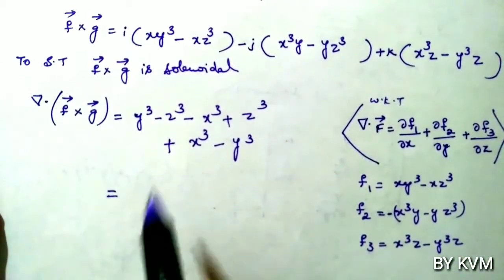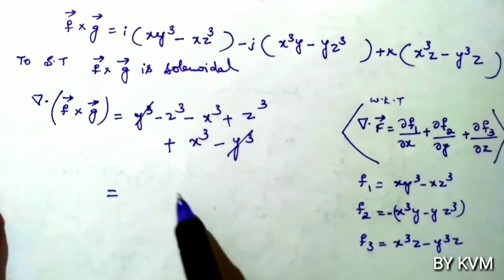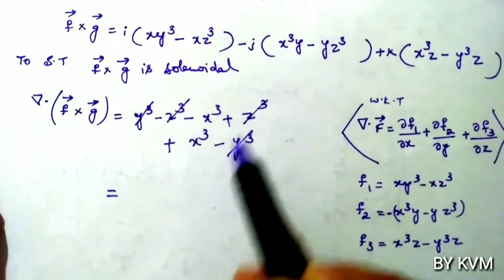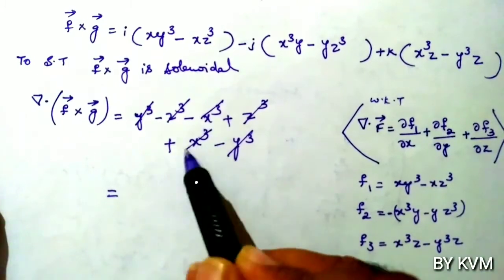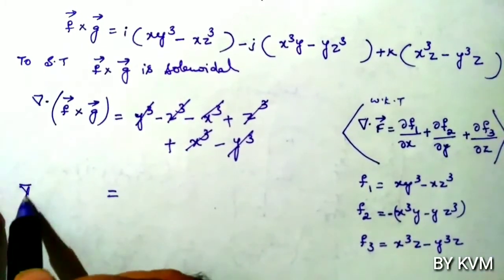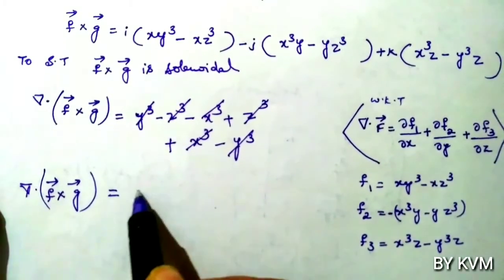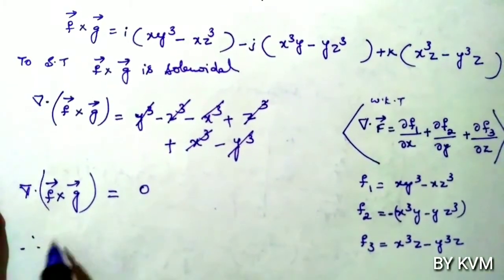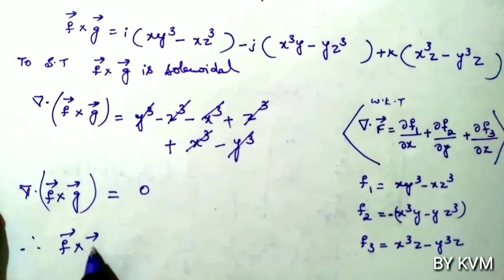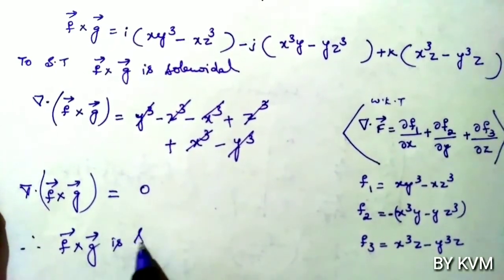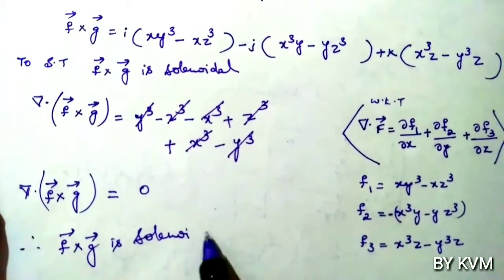So this is equal to: y³ minus y³ gets cancelled, minus z³ plus z³ gets cancelled, minus x³ plus x³ gets cancelled. So del dot (vector f cross vector g) is equal to 0. Therefore vector f cross vector g is solenoidal.